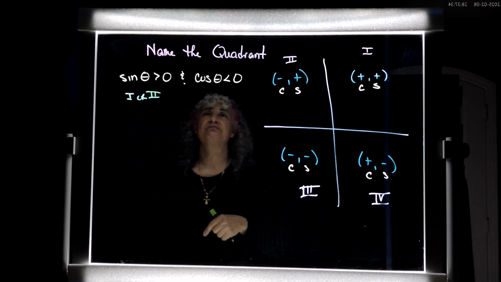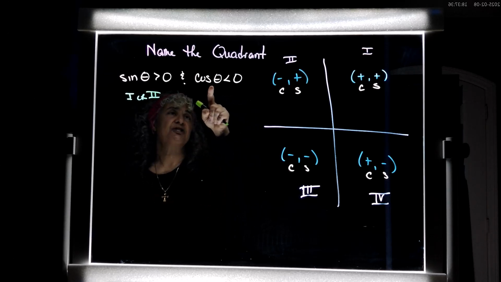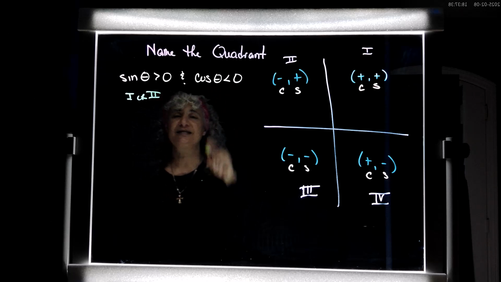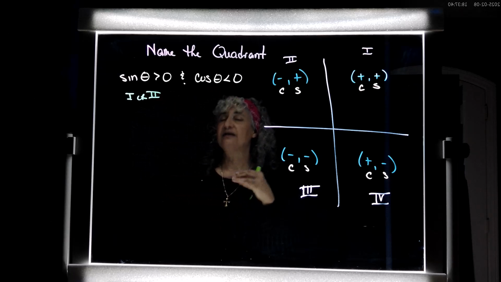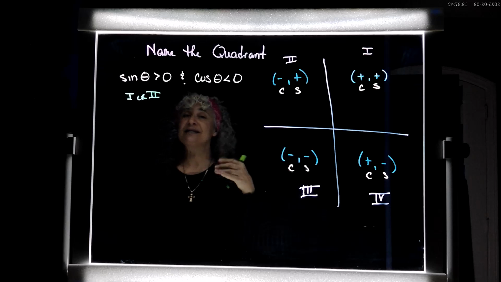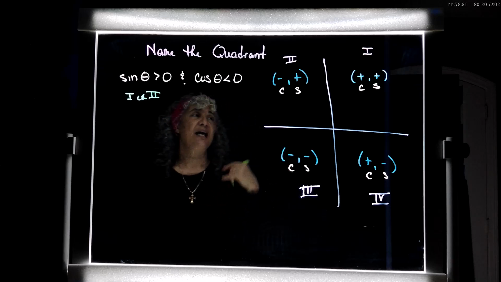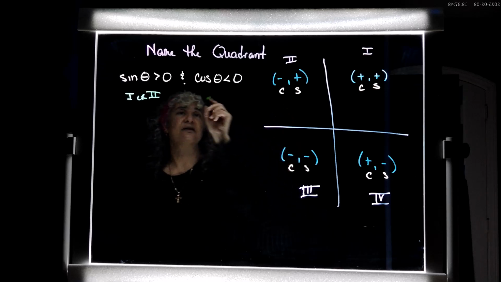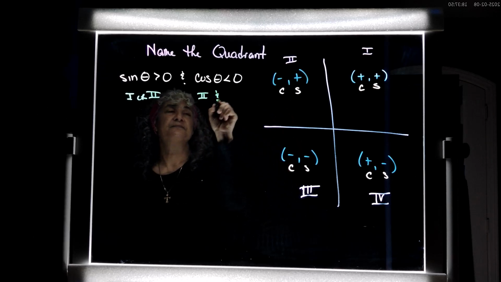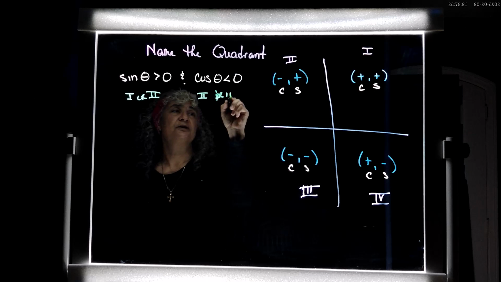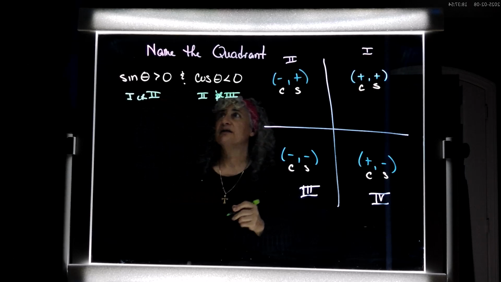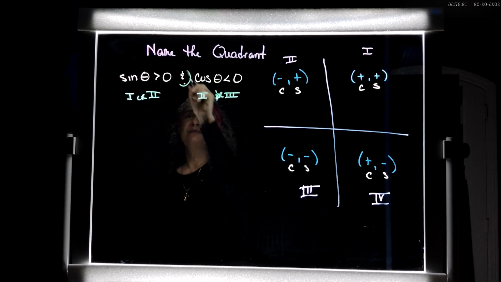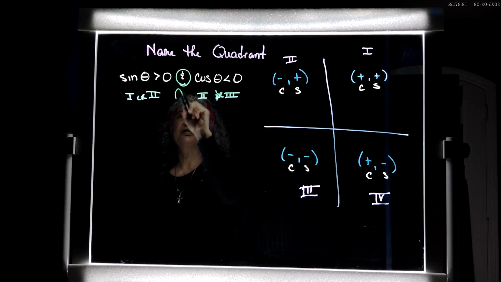But the other part of the restriction is cosine of theta is less than 0, which means cosine is negative, which means your x's are negative. That would be quadrants 2 or 3. Now, this "and" means it's kind of like an intersection.